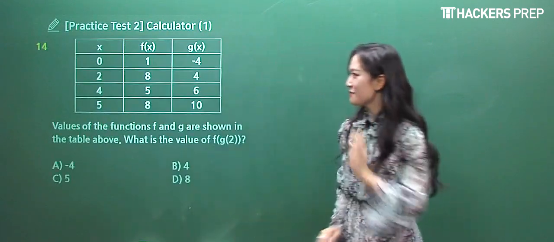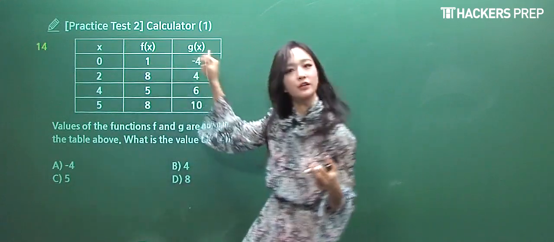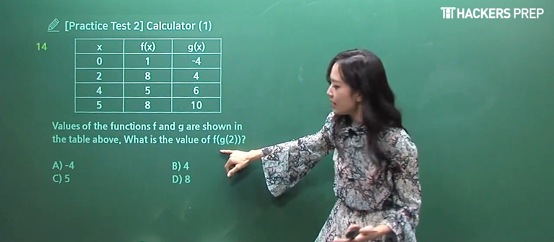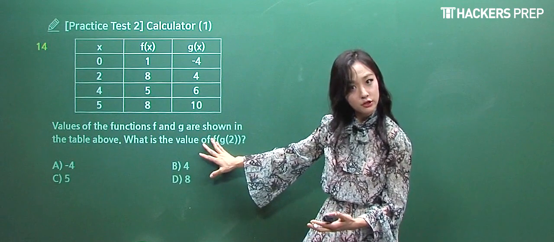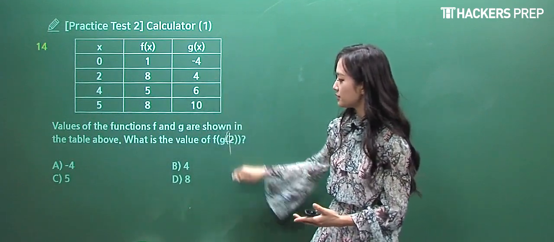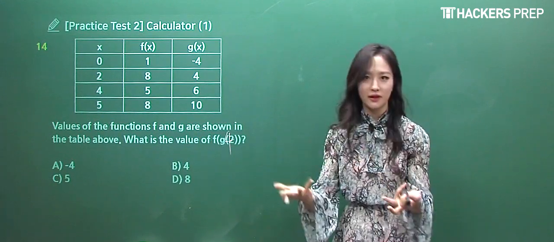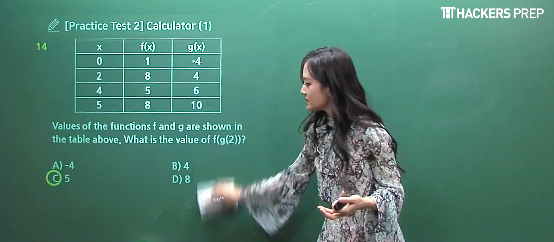So let's move on to number 14. They have a table provided, input, function, right? And they're asking for f of g of 2. It's a composite function. How do you approach this question? You have to solve for the innermost function here. G of 2 simply means when x has a value of 2, the output value of 4 is your overall expression. So you have to further calculate or find the value of f of 4. x is 4, y is 5, and that's it.